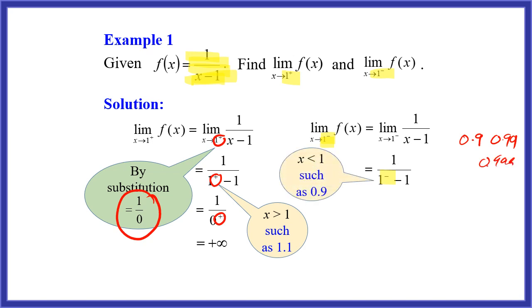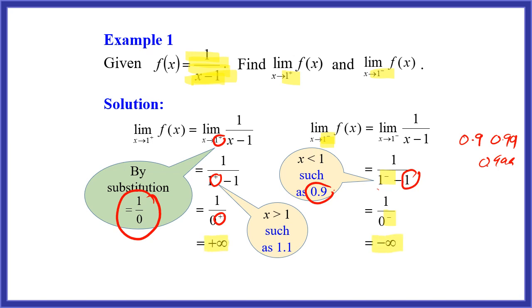Since x is less than 1, such as 0.9, this value is smaller than 1. So if we take 0.9 minus 1, what do we have? We will have 0. It's still 0, but it's coming from the left side. It's coming from the left side of 0, so it's actually a negative number. So the answer should be negative infinity. So please take note of this type of question.